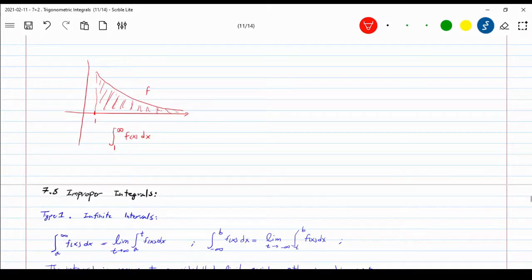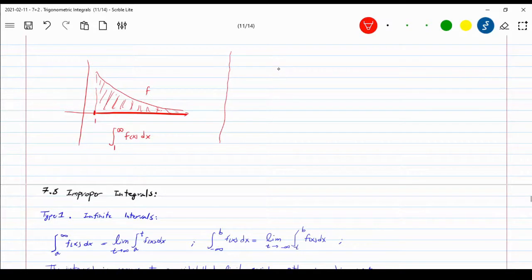So there are cases that we're going to discuss. One of them is whether the interval that represents the area, the boundary that we're going to focus on, is infinite or not. In case the area is infinity, we will deal with this separately.